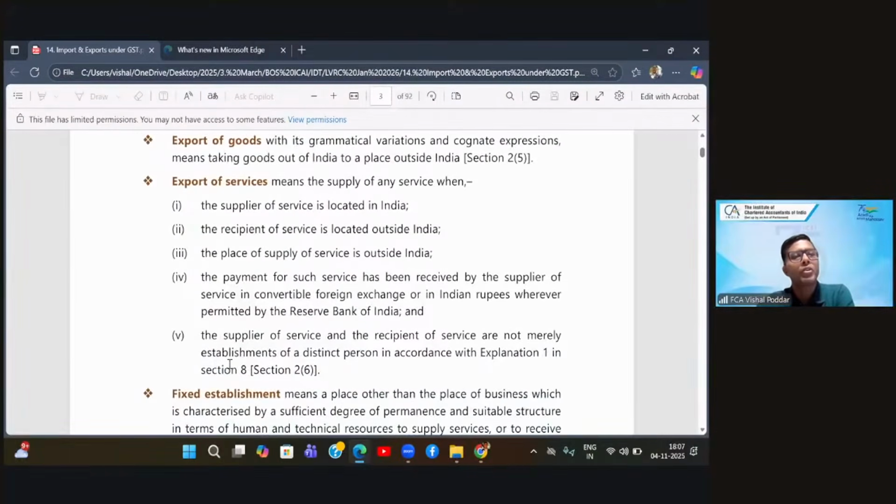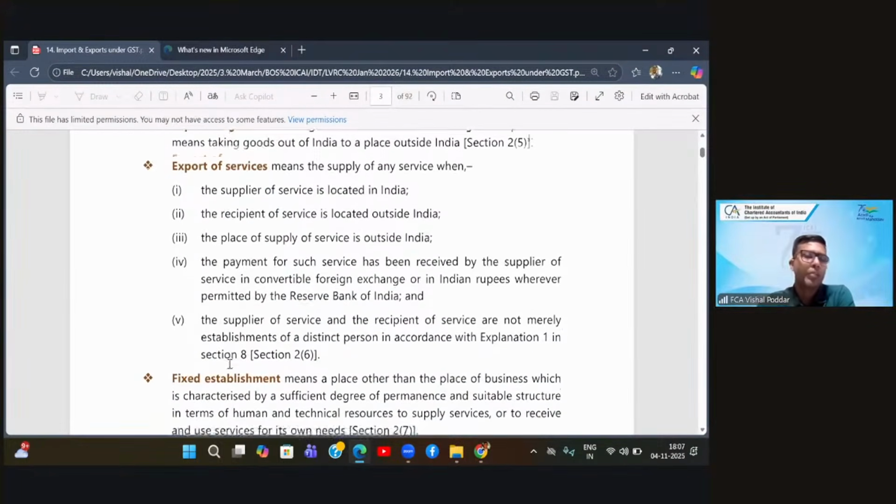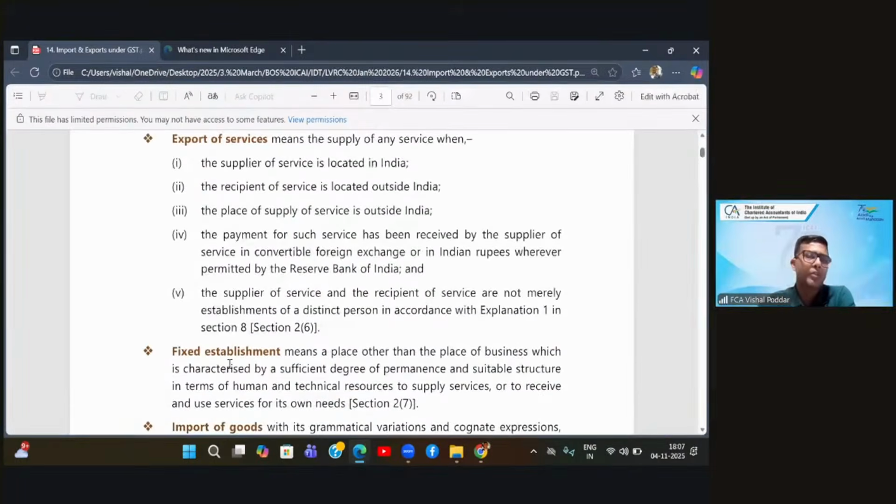Now coming to the definition of export and import of service. These two definitions are exclusively from the IGST Act. They have no reference in the customs law, and no part of the customs law applies or refers to export of service or import of service.